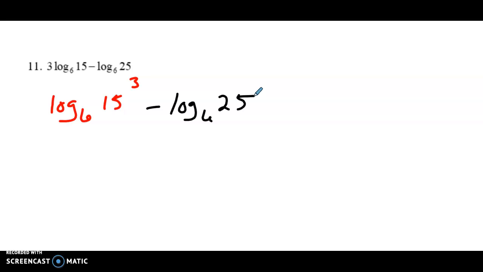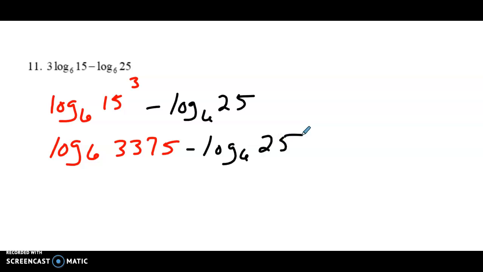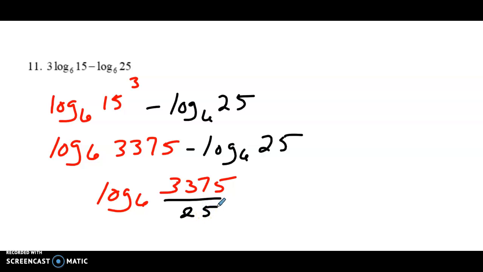All right, so first we're going to take log base 6, 15 to the 3rd power minus log base 6 20. So 15 to the 3rd power, that's going to be 3,375 minus log base 6 25. Now we have the division property, so that's going to be log base 6, 3,375 divided by 20. And then what we end up with there after we do the division is log base 6, 135.